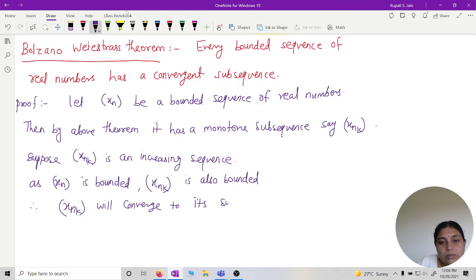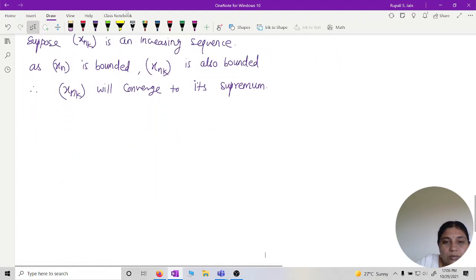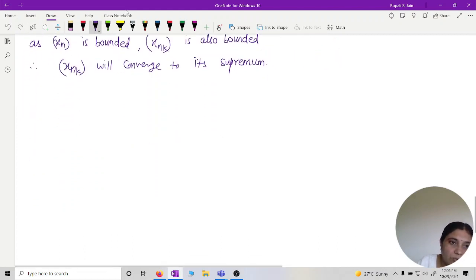To its supremum, right? But we already proved that a bounded and increasing sequence will converge to its supremum. This is already proved.